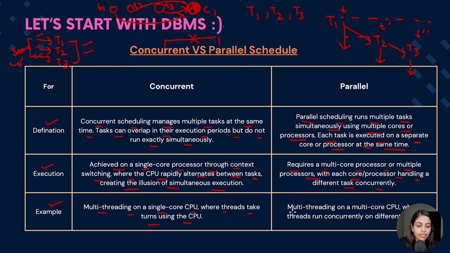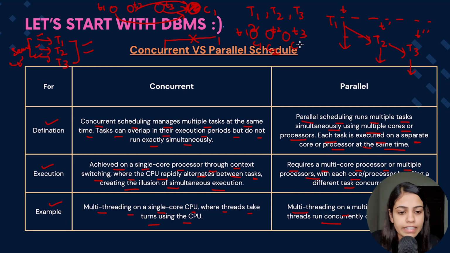But in parallel, it is multi-threading on a multi-core CPU where threads can run concurrently on different cores. Consider three cores and three threads. These three threads can run on different cores: T1 on core C1, T2 on core C2, and T3 on core C3. They don't need to wait for their turns. Each has its own CPU core and can execute its thread there. So this is the basic difference between concurrent and parallel schedule.